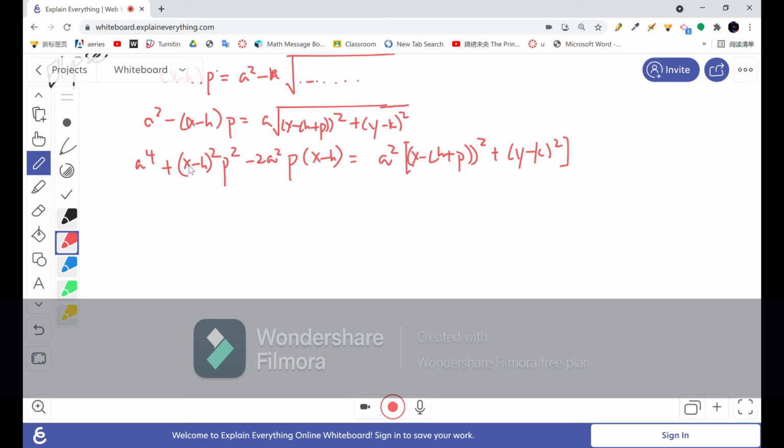So just expand this out, and actually this might be a good time to substitute back, but we'll wait a little bit. So we have a to the fourth plus x minus h squared, p squared minus 2a p times x minus h. Well, we'll simplify this a little bit.